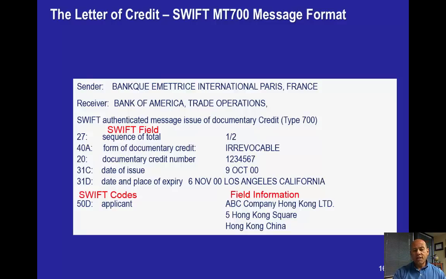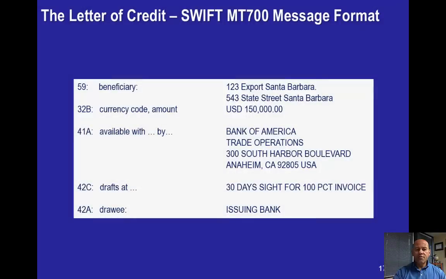You'll have the letter of credit number, the date of issue of that letter of credit, and the date and place where the letter of credit expires, so that's very important, one of those critical dates. Who the applicant is, in other words, the company that actually applied for the letter of credit. The beneficiary, in other words, the company that's going to benefit from this transaction. The currency amount of the transaction: a letter of credit can be in any currency you choose, so you have to make sure it's the correct amount.